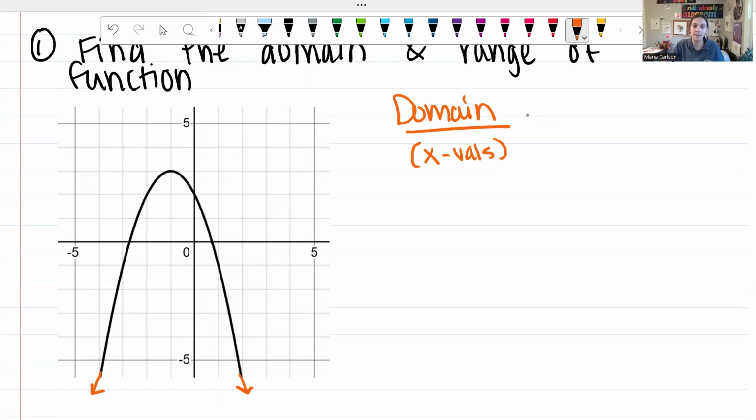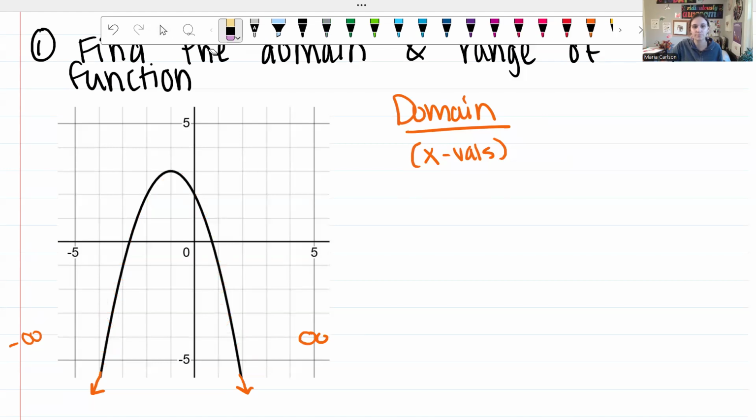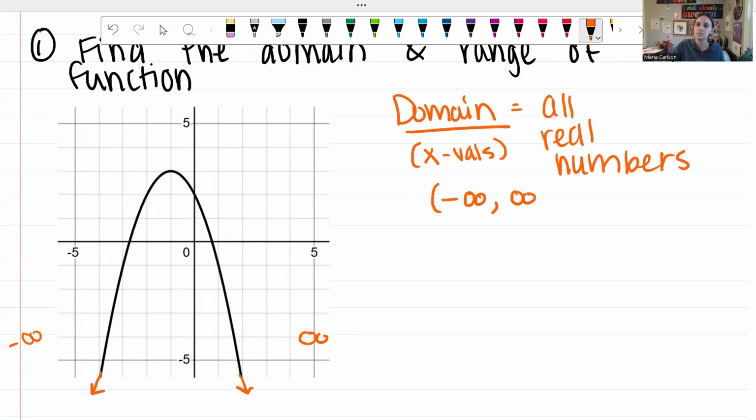So because I have all of the negative values I can think of, and then I have all of the x values that are shown on the graph here, and then that continues, and we have all of the x values that get bigger and bigger and bigger, then our domain is all real numbers. So domain, all real numbers, which really means we have from negative infinity to positive infinity as our domain.